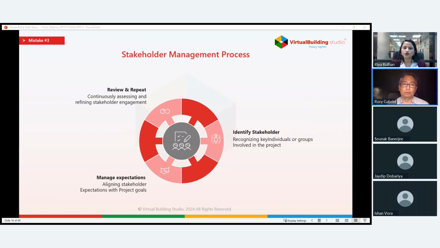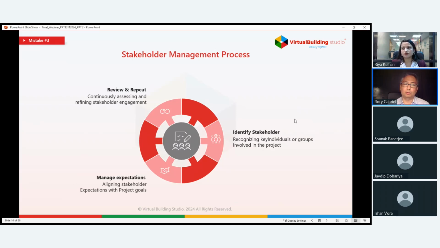Finally, review and repeat. The management process isn't a one and done thing. It's something that needs to be revisited regularly throughout the course of a project. As things progress, new stakeholders may emerge or existing ones may shift their priorities or concerns. You should be making adjustments to your processes as needed to ensure that everyone stays aligned from start to finish.